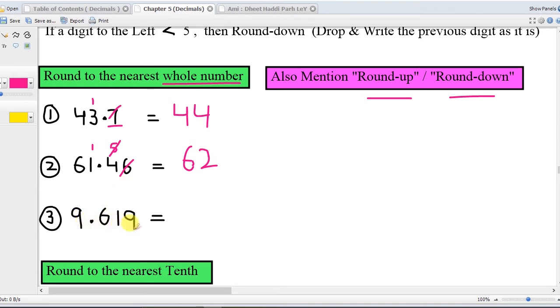Next, question number 3 is 9.619. So start rounding it. This 9 is greater than 5, so add 1 to the previous number. Cancel this 9 and add 1 to the previous number. So this number becomes 2. Now this 2 is less than 5, so just cancel it, and we need not add 1 to the previous number. The previous number will remain as it is, 6. Now cancel this number since 6 is greater than 5, so add 1 to the previous number. So this number will become 10, right? So simply our answer is 10.0 or 10. Got it?